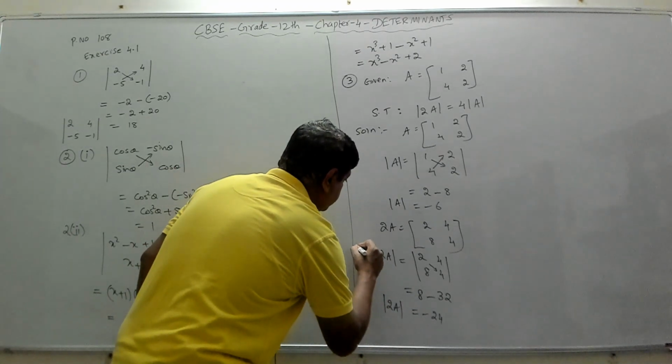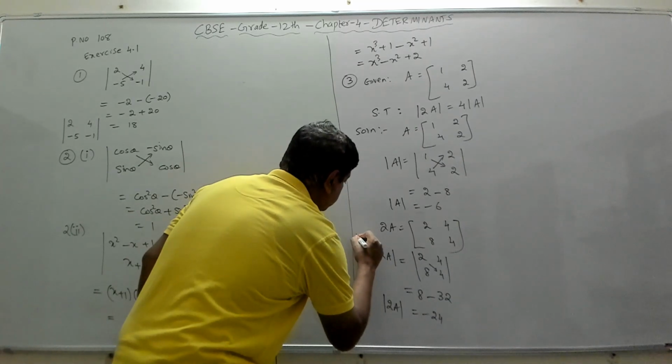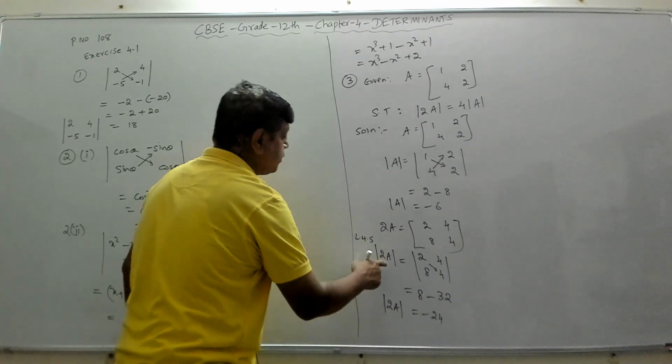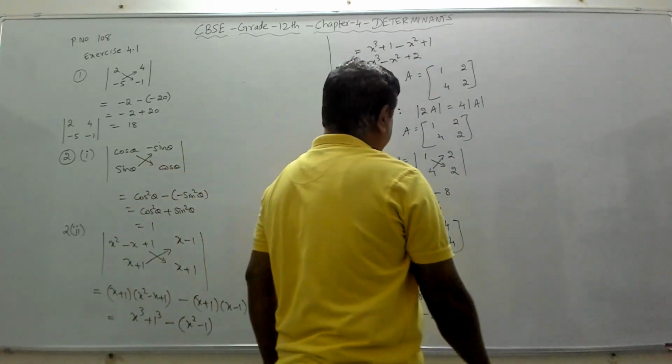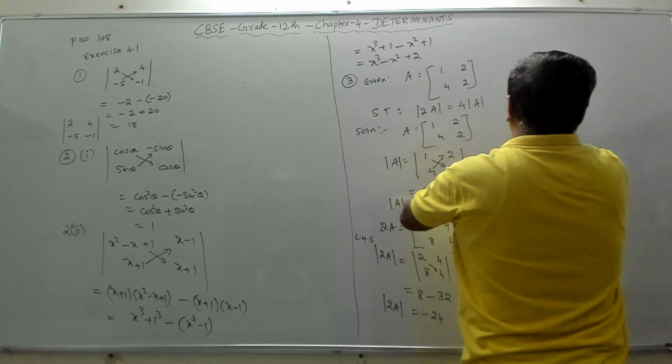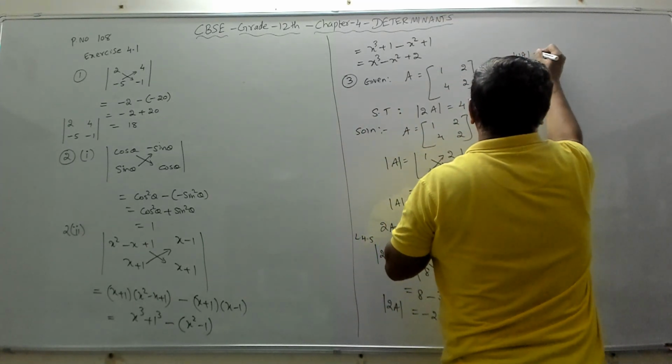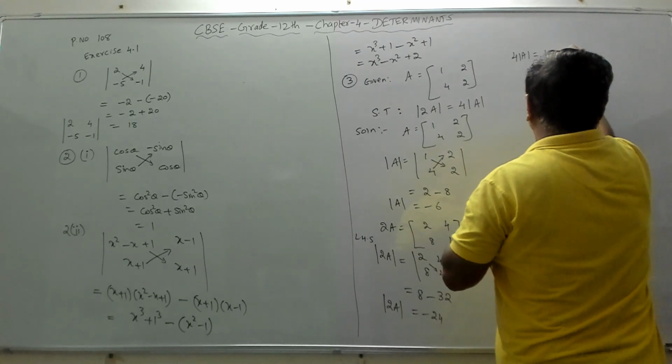Your LHS, the left hand side, is the determinant of 2A. Now what is our RHS? 4 times determinant of A, which equals 4 into determinant of A.